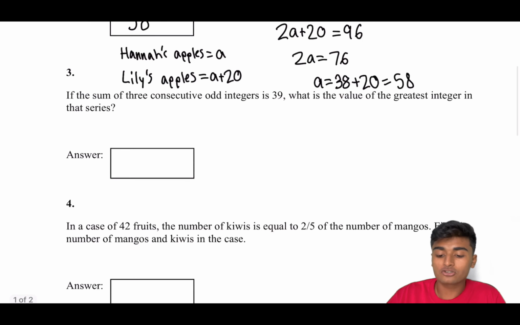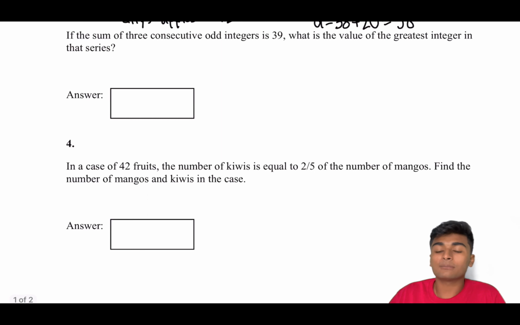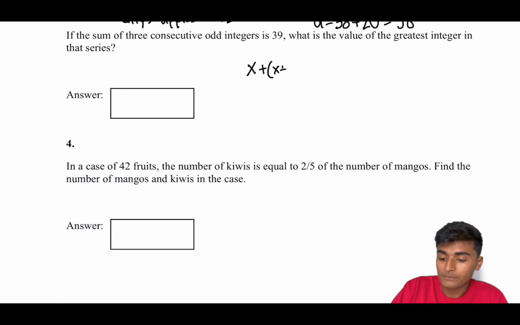Now on to questions 3 and 4. We're going to do this a little bit quicker, like the actual timing that you would take on the SAT. So, if the sum of 3 consecutive odd integers is 39, what is the value of the greatest integer in that series? We can set this up by having the equation x plus x plus 2 plus x plus 4.